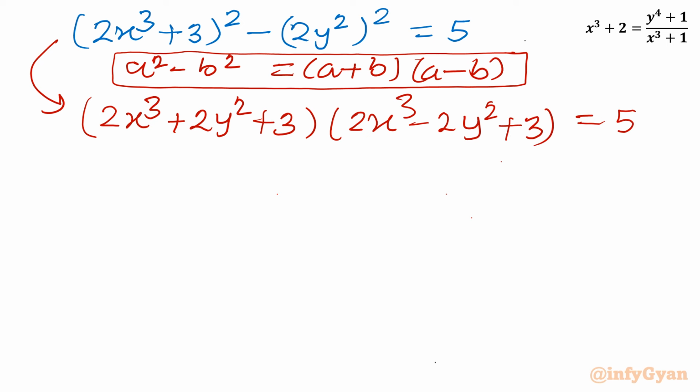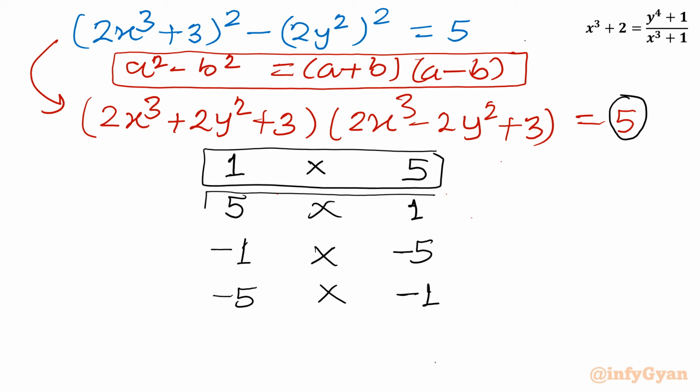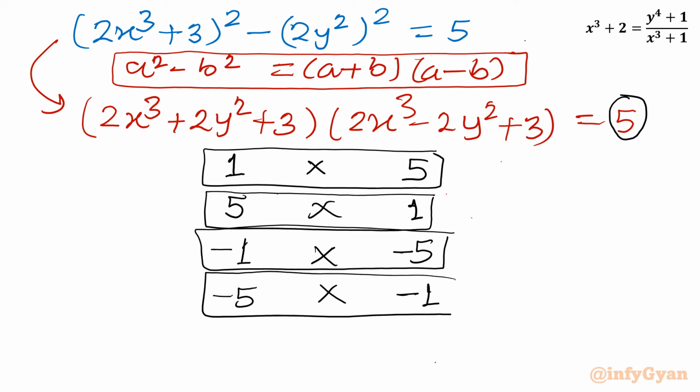The RHS is 5. Now we need the prime factorization of 5, as it is a prime number. So because we have 5 as a prime number, I can consider 1 times 5 is 5, 5 times 1 is 5, negative 1 times negative 5 is 5, negative 5 times negative 1 is 5. So we will consider 4 systems of equations with respect to the values for bracket 1 and bracket 2. Let us frame and name them A, B, C, D, and then we will solve them.